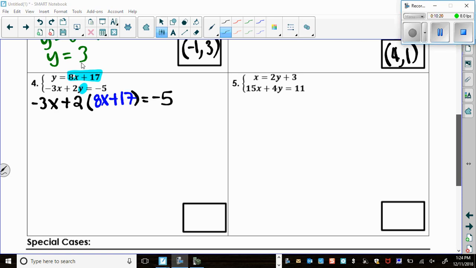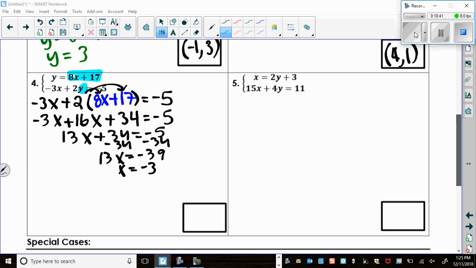Alright, so I highlighted my first equation. Wherever I see the y, I'm going to substitute in 8x plus 17. And in the second equation, I have a y right before the 2, so this is how I'm going to start the problem. I'm going to use the distributive property, combine like terms, and solve for x to continue on. Okay, you can go ahead and check my work here.